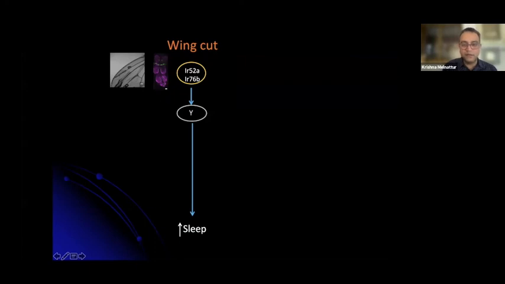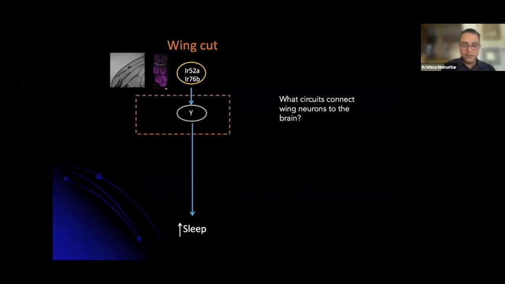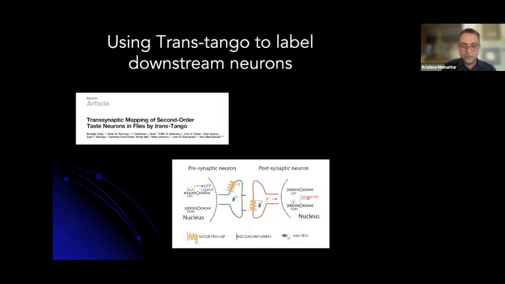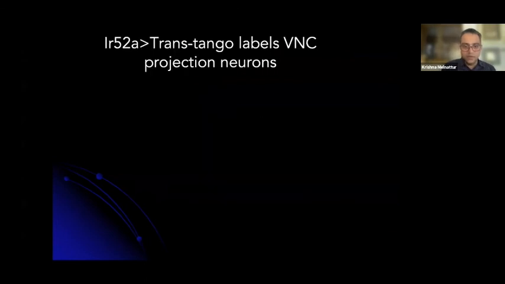Okay, so these are neurons that come in from the fly's wing, but there still has to be something that relays this information into the brain. What's that missing piece, right? How do we find it? So we use this tool. It's a nice circuit tracing tool. I won't go into the details, but it's just a way to label neurons that are one synapse downstream of the neurons we care about. It's a really neat tool.